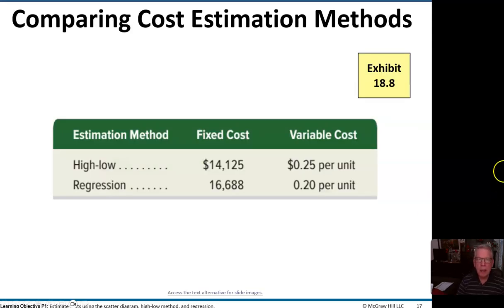If we look at the high-low method in comparison with regression, we find that the fixed cost, which we just calculated using the high-low method, was $14,125, and the variable cost was 25 cents per unit. Had we used regression analysis, we would have had a little bit more in fixed costs and a little bit less in per unit variable costs.